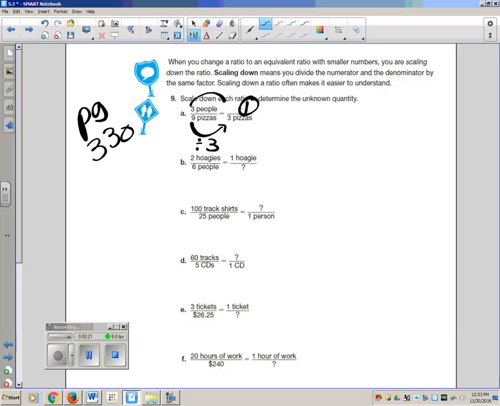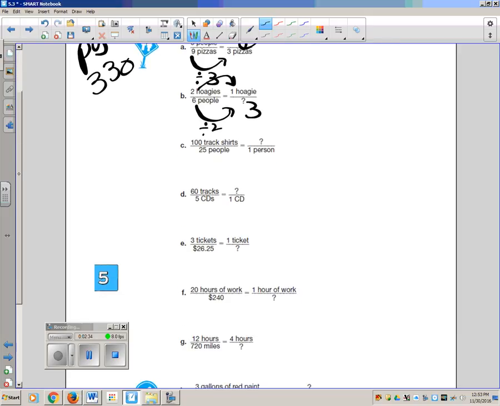You have 2 hoagies. That's another word for a sub. 2 goes to 1. I divided by 2. 6 divided by 2. 1 hoagie for 3 people. That better be a big hoagie. 25 goes to 1. I divided by 25. 100 divided by 25 is 4.